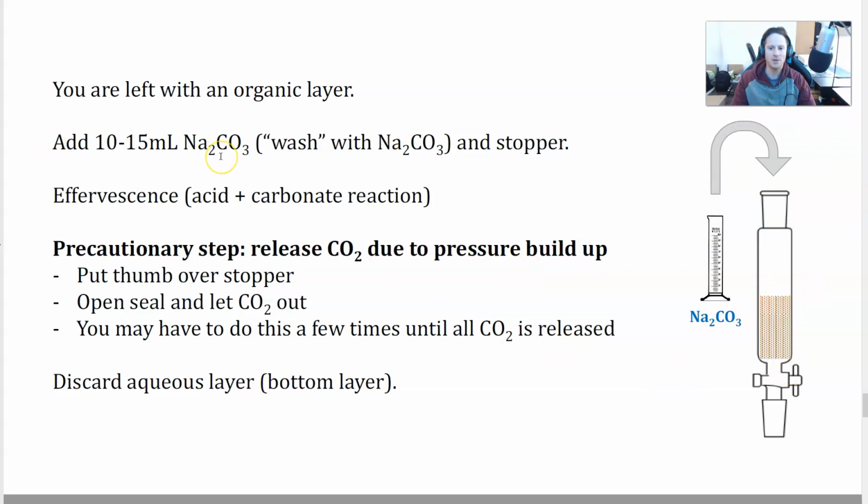We add a sodium carbonate wash. We stopper that. You're going to get effervescence because there's sulfuric acid left over, some remnants of that. You release the carbon dioxide due to pressure buildup. You want to do that pretty quickly because otherwise you can get a lot of pressure and have some accidents occurring there. So in order to do that, you put your thumb over the stopper, open the seal and let the carbon dioxide out, and you do that a few times. So basically, shake, let go, shake, let go.